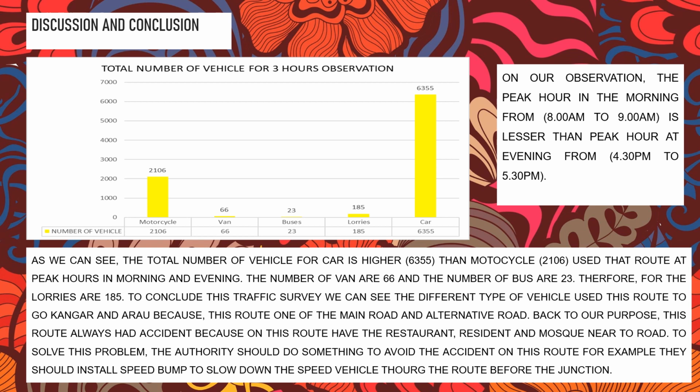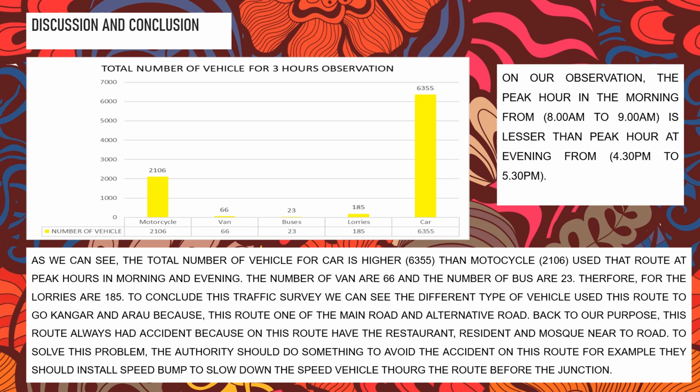Okay, discussion and conclusion. So in our observation, the peak hour in the morning from 8 a.m. to 9 a.m. is lesser than the peak hour in the evening from 4 p.m. to 5 p.m. This is because in the morning people do not work at 8 a.m.